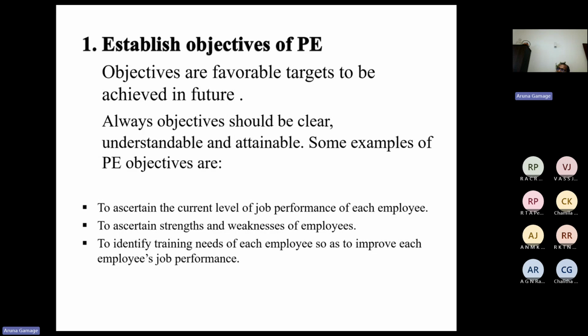You can select one. You have to have your own objective. Once you establish it, you have to achieve that objective too. Don't establish an objective for the sake of doing it. Do not establish an objective because other organizations are doing so. It should be your own.